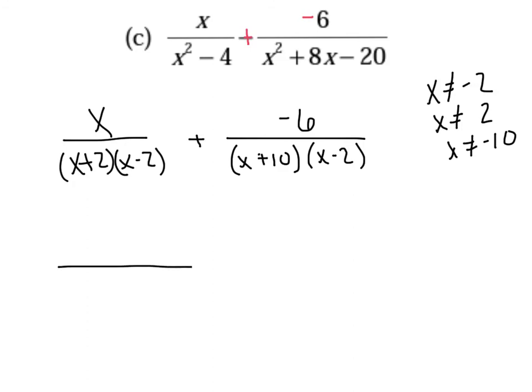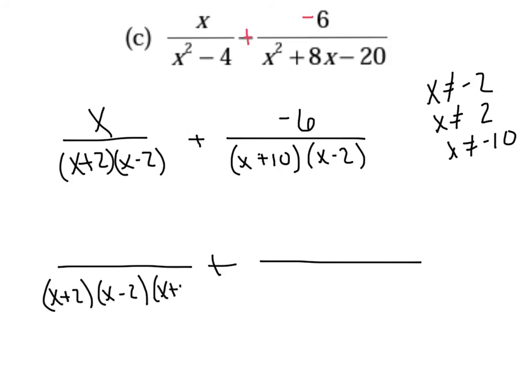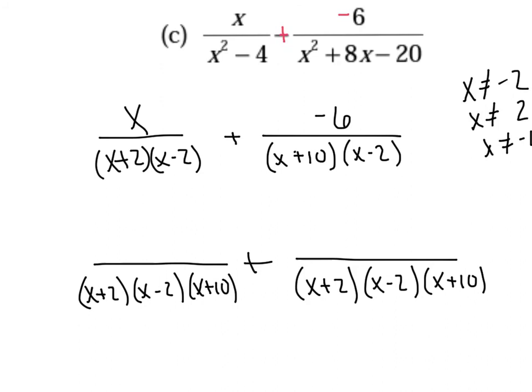Alright, common denominator. We're going to grab one of every factor we see. We need an x plus 2, we need an x minus 2, and I need an x plus 10. Again, our common denominator consists of one of each factor we have in all of the denominators. So what are we going to multiply that first fraction by? What's he missing? In other words, he's got the x plus 2, he's got the x minus 2, but he's missing the x plus 10. So I'm going to multiply the top and the bottom by x plus 10.